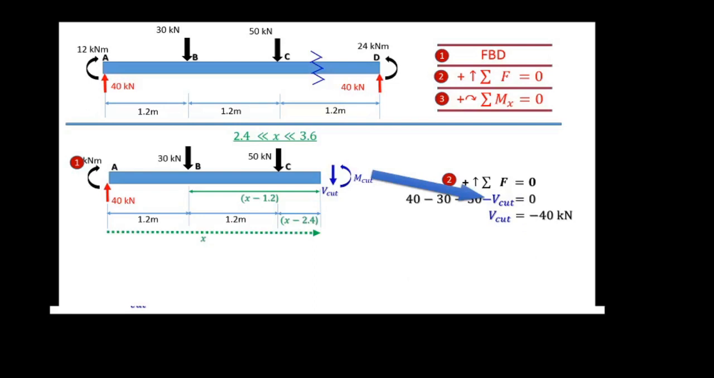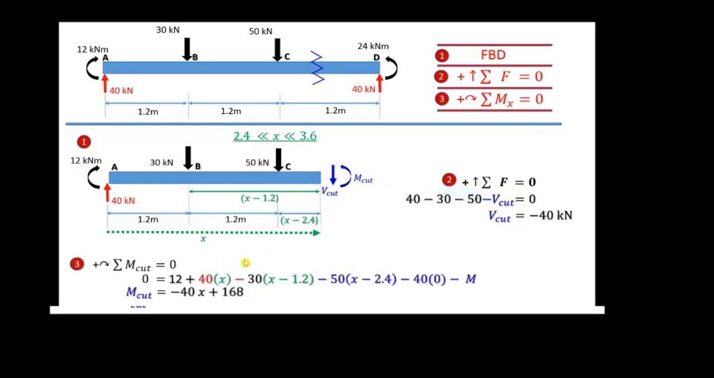We go to the last step, summation of M equal to 0 here. So how many moments do we have? We have two moments and four forces which will develop a moment. So in total we have six moments here. One, two, three, four, five, six values of moment. So we go one by one.